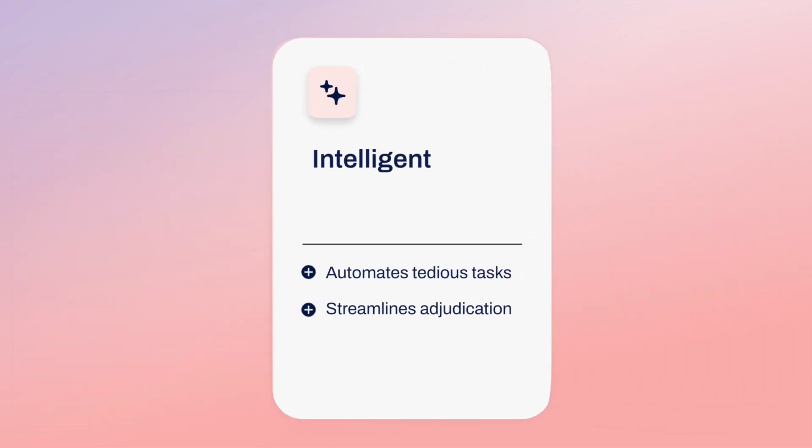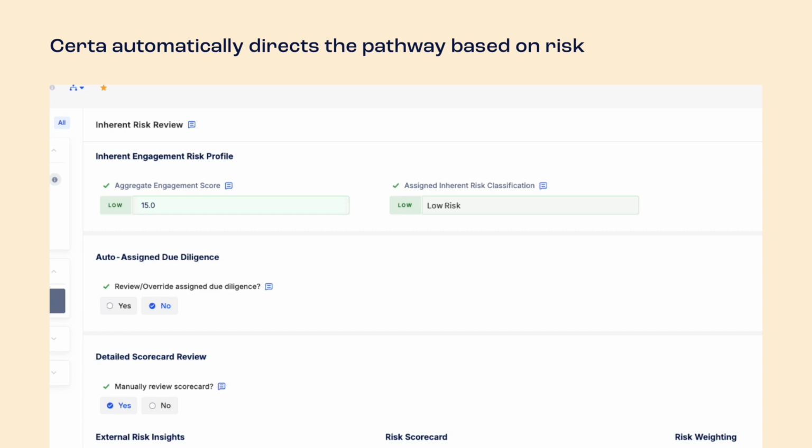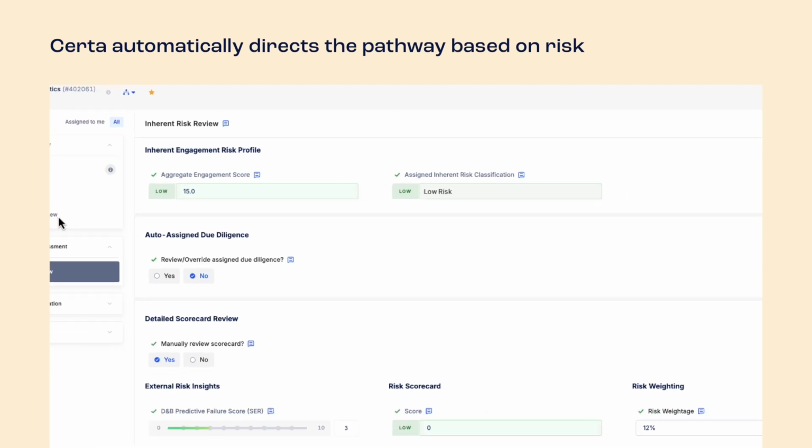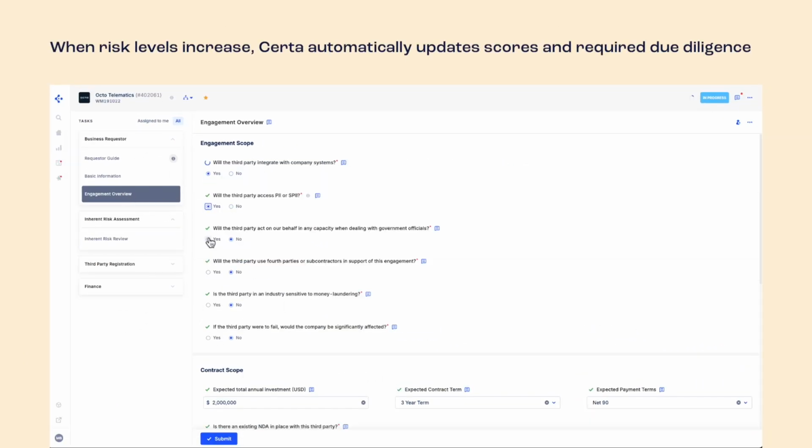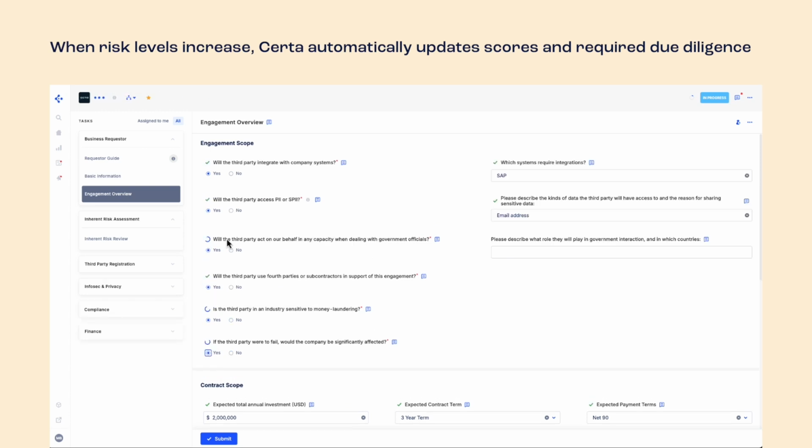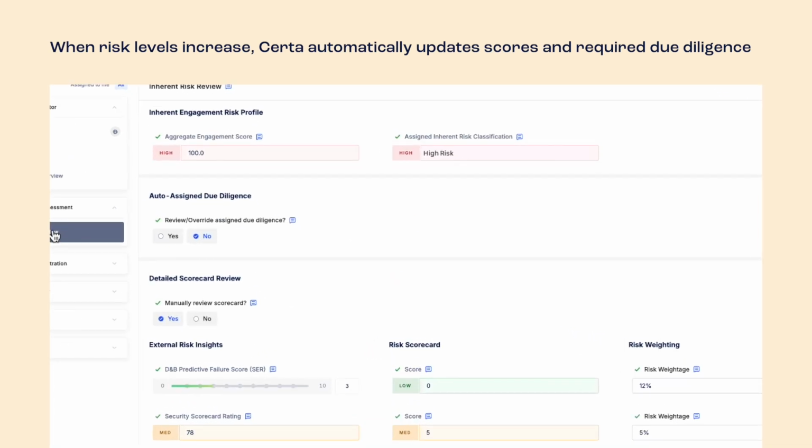Certa is intelligent. Certa streamlines decision logic by directing due diligence pathways depending on risk level. As the risk level for any third party changes, Certa automatically updates scores and due diligence requirements.